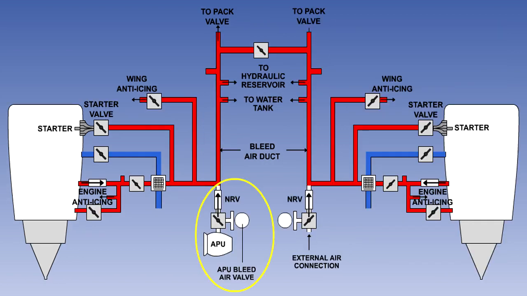In the system shown here, the auxiliary power unit air is fed into the left duct. So in order for it to supply all services, the isolation valve has to be opened. Similarly, the external air connection feeds air from an external source into the right duct. So again, the isolation valve needs to be open for it to supply air to all of the services.